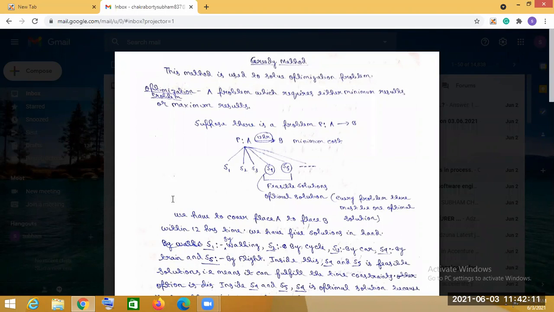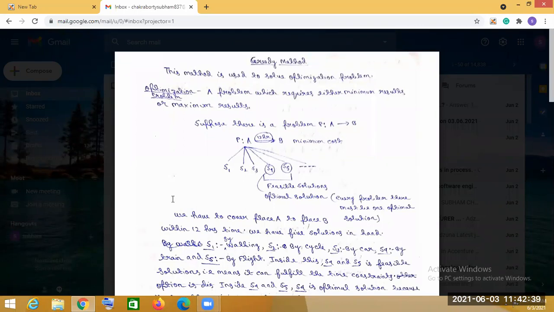These 2 solutions are the feasible solutions. So this is what the feasible solutions of the problem are. Now, in these feasible solutions, what can we say is the optimal solution? Optimization is a problem which requires either a minimum result or a maximum result.